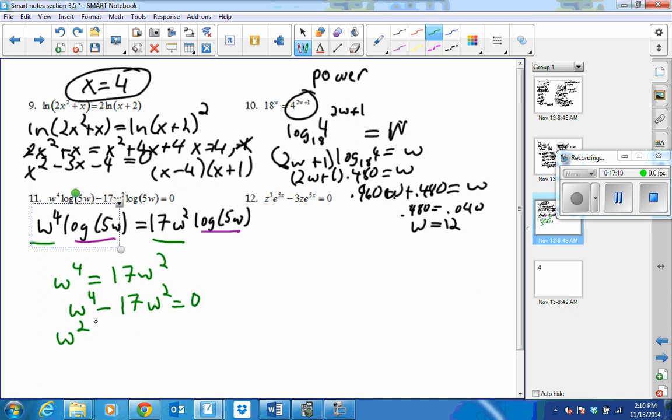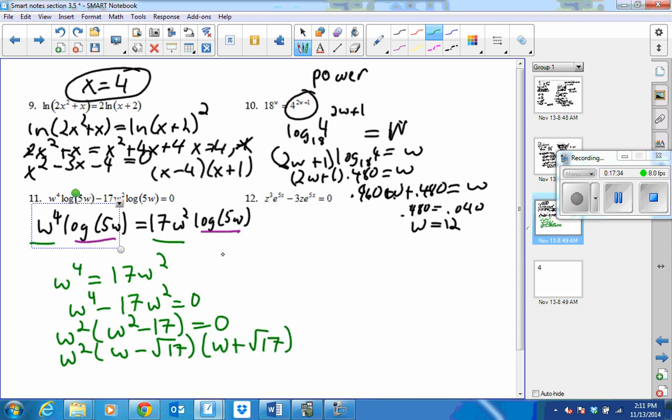Pull out w squared. So this is going to give you w squared times w minus square root of 17 times w plus square root of 17. So your solutions would be 0, negative square root of 17, and square root of 17. Well, you can't have 0 for a power, so that's extraneous. You can't have a negative for a power, so that's extraneous, so w would equal square root of 17.